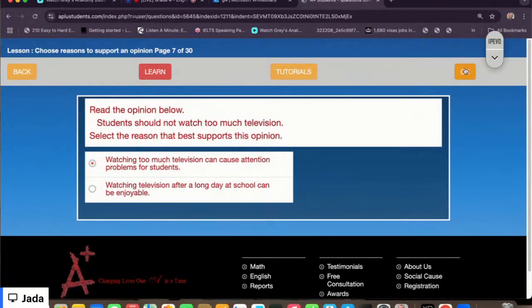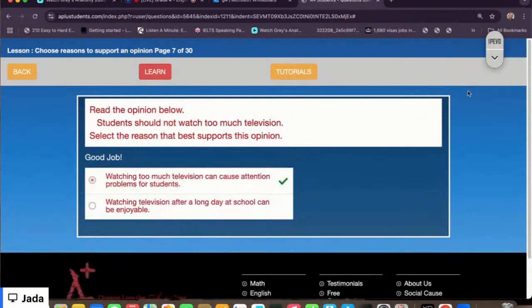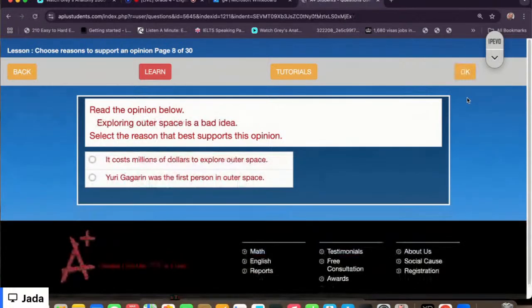All right, so watching too much TV can cause attention problems. Exploring outer space is a bad idea. It costs millions of dollars to explore outer space. Or Yuri Gagarin was the first person in outer space. So, what is the best reason that supports the opinion?